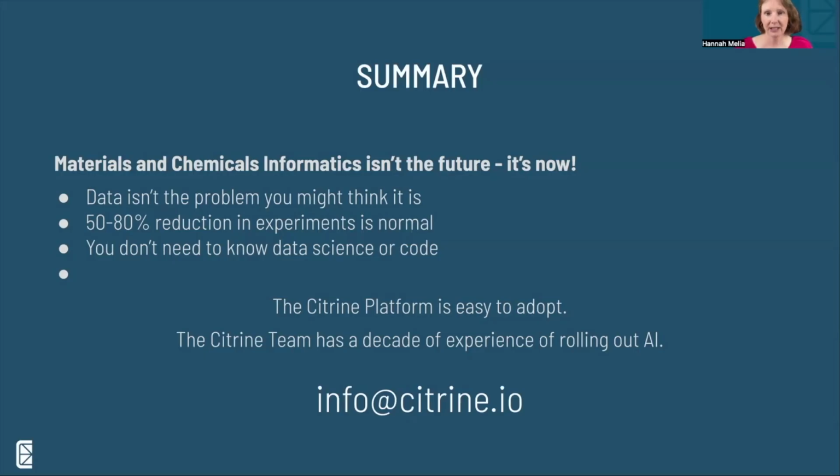So in summary, materials and chemicals informatics is happening now. It's not the future. Companies are already using it, and those that don't start using it in the next couple of years will be outcompeted. Data isn't the issue that you might think it is. You need a small, diverse data set to start with. You can see up to 50 to 80% decrease in the number of experiments that you need to do to reach your targets. And you don't need any data science background or code to be able to use AI. The platform is easy to adopt.